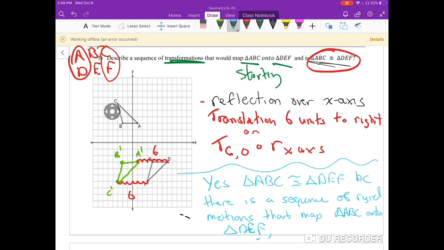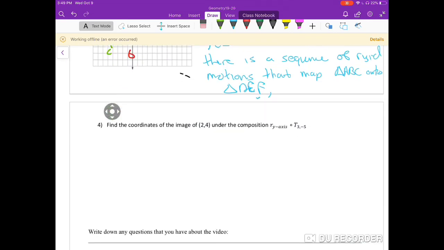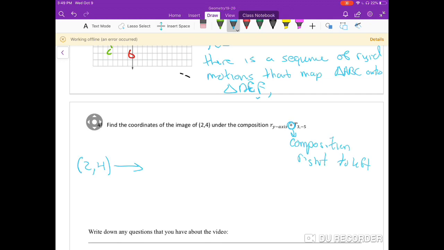All right, one last example here. Okay, a simple one of 1 point. Find the coordinates of (2, 4) under the composition of the y-axis reflection and the translation of (3, -5). Remember, this circle stands for composition, so that means we go right to left. So make sure you start with the translation here. So I'm going to start with the point (2, 4), start with my translation of (3, -5). Quick review of translations. Take 3, add it to 2, get 5. Take -5, add it to 4, get -1.